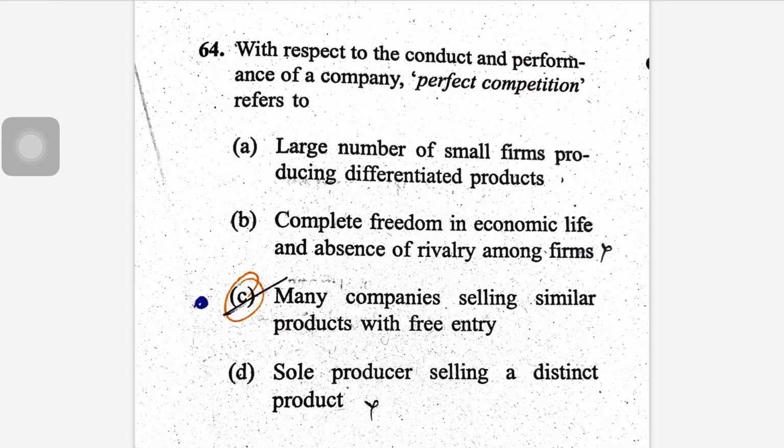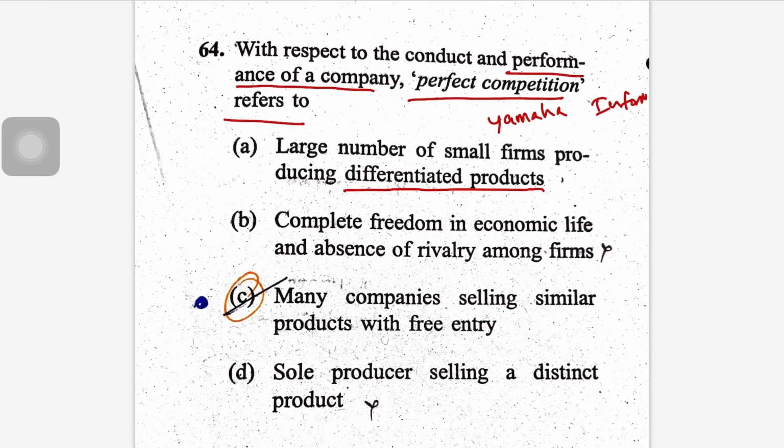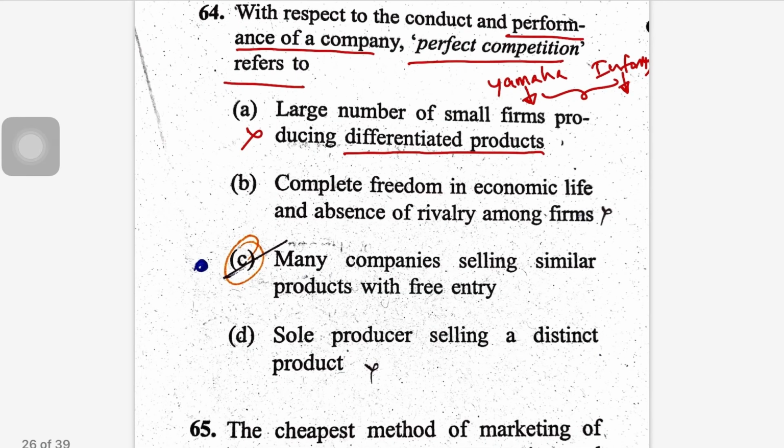Let's see this question. With respect to the conduct and performance of a company, perfect competition refers to a large number of small firms producing differentiated products. Would you call this a perfect competition? Let's suppose Yamaha company is there, which produces bikes, and Infosys company is there. Do you call these two a perfect competition? Because these two produce two different products. You can't compare these two. So this is not a right option.